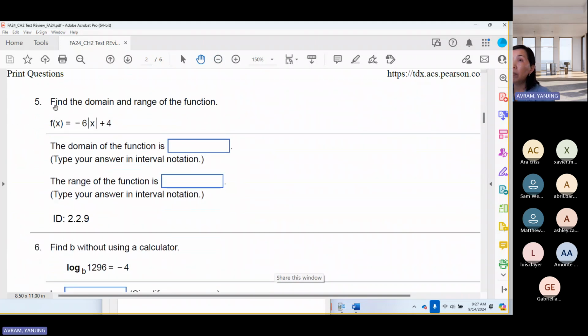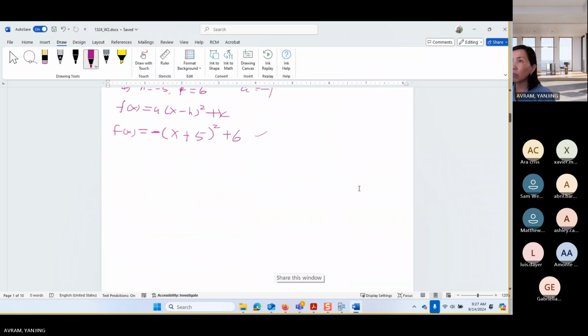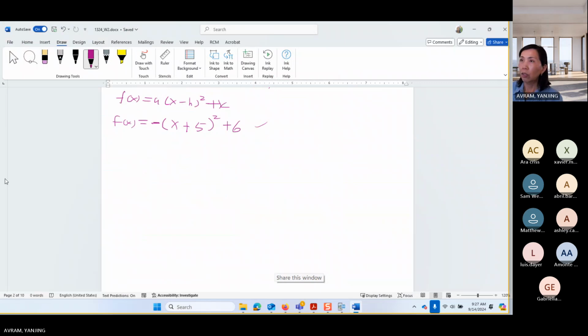Okay, number 5, we'll find the domain and range of the function. Domain is all the x values that a function can have. And we usually say the domain only has 2 rules, right? So what are the 2 rules for the domain? Domain only needs to satisfy 2 rules.